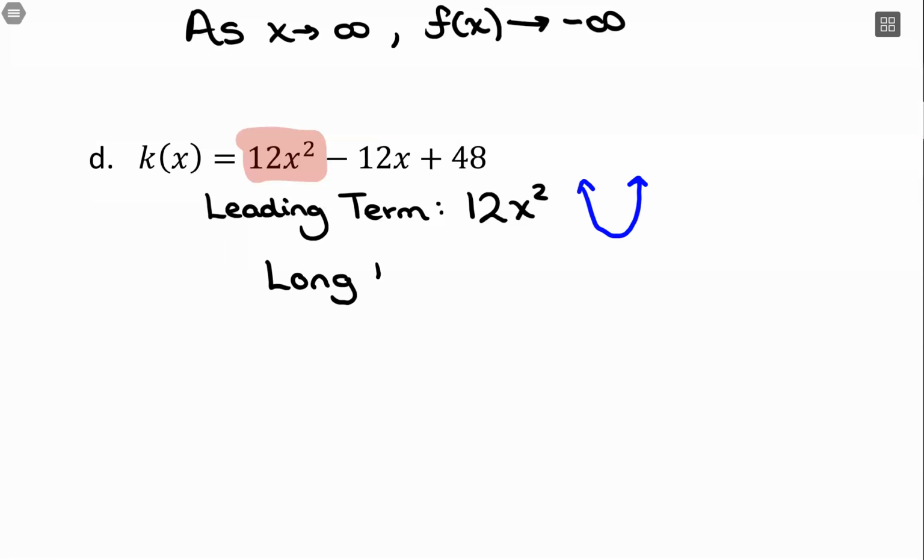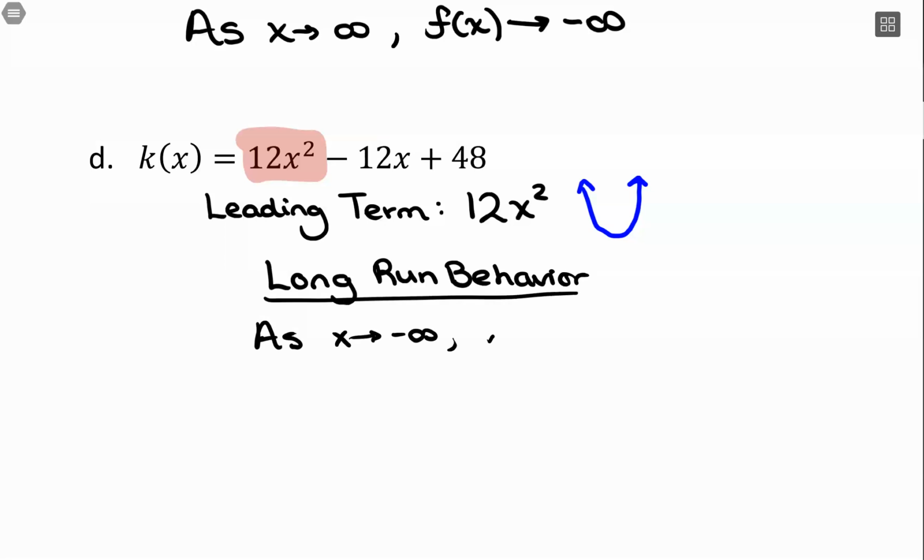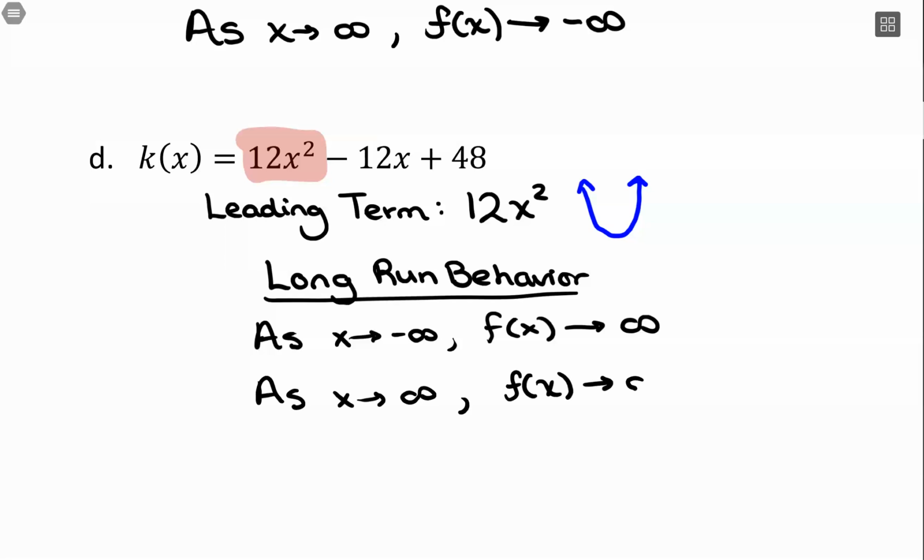So for the long run behavior, we have both sides of the function going off to positive infinity. So I'm going to say as x goes to negative infinity, f of x goes off to positive infinity, so it's going up. And as x goes to positive infinity, as we move to the right, our function values are going off to positive infinity since it's going up.